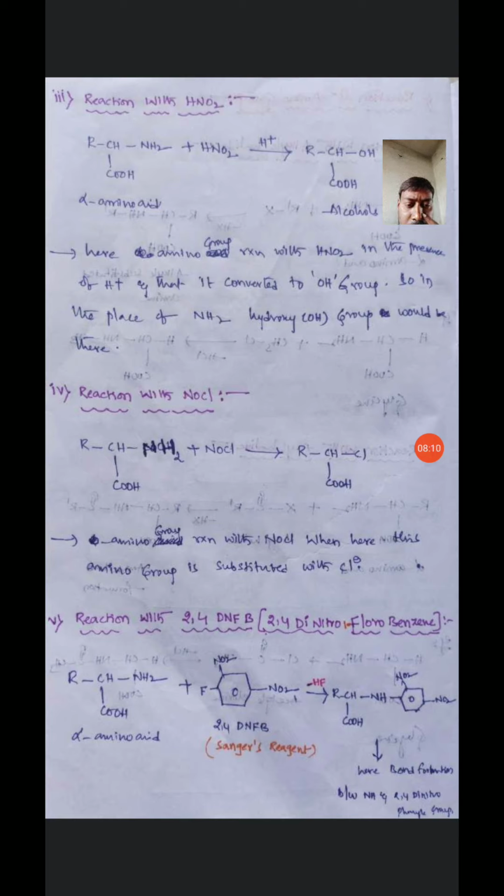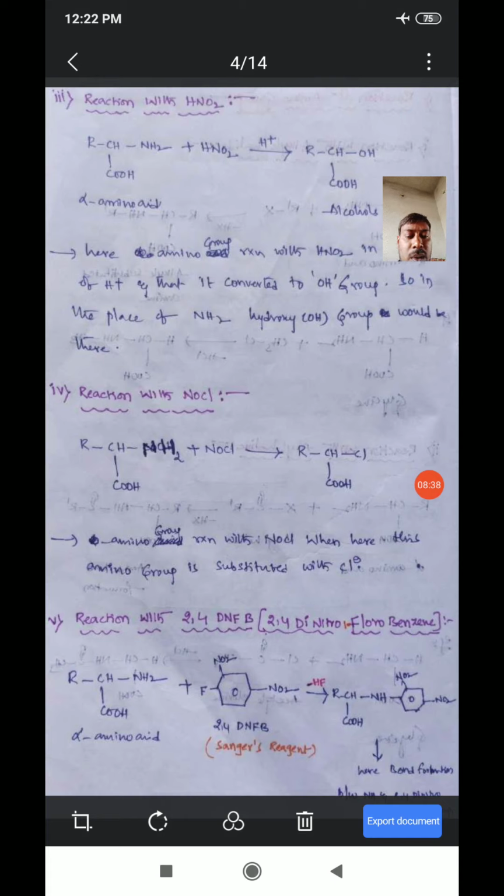So here the alpha amino group reacts with NOCl, and the amino group is substituted with Cl minus. Next is the reaction with 2,4 DNFB. Here 2,4 DNFB is nothing but 2,4 dinitro 1-fluorobenzene. This is also called Sanger's reagent.